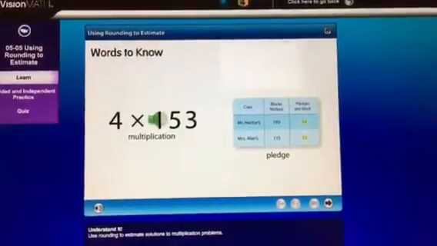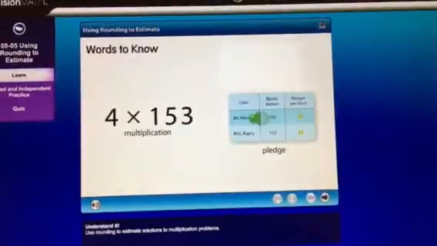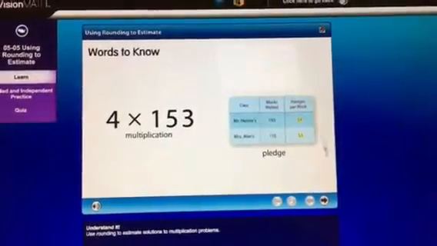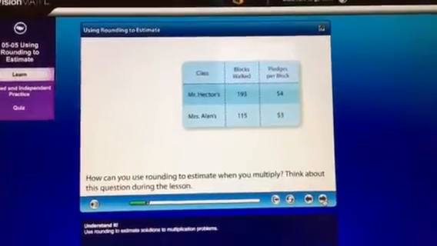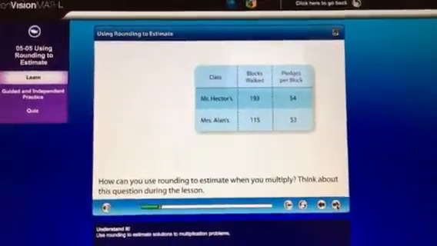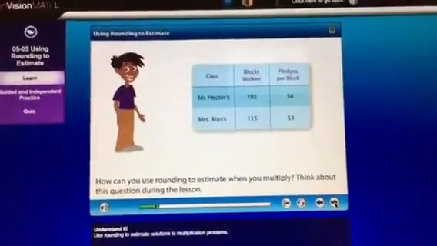Words to know. Multiplication. Pledge. How can you use rounding to estimate when you multiply? Think about this question during the lesson.